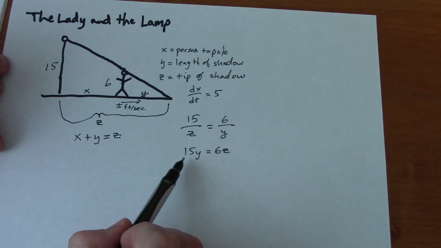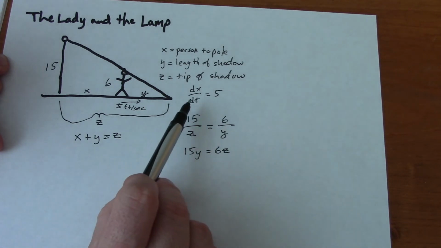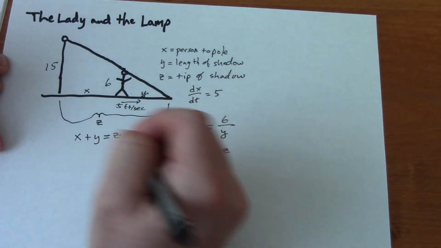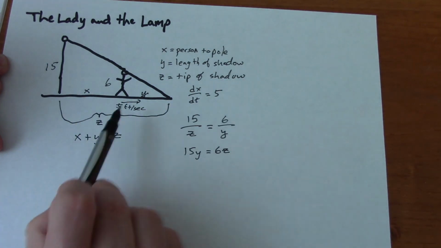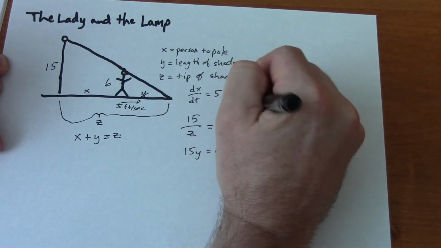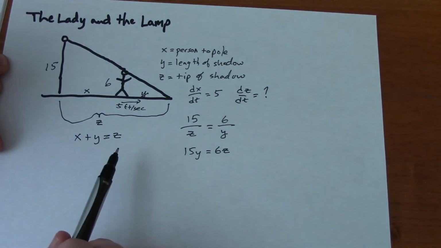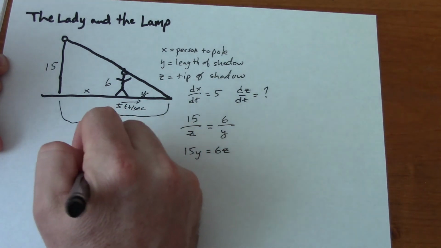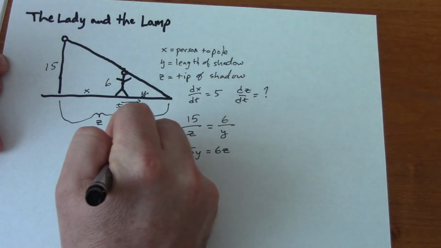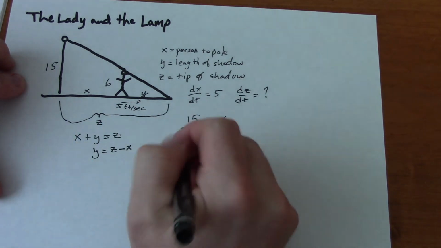Okay, so we have y and z. We don't have x, which is the rate we do know. So we're going to have to solve for one of these two. And since we're asked about the tip of the shadow, we want to know what dz/dt is. So it'd be nice if we had x and z. So that means what we'll do is come over here and we'll solve for y. y is z minus x.